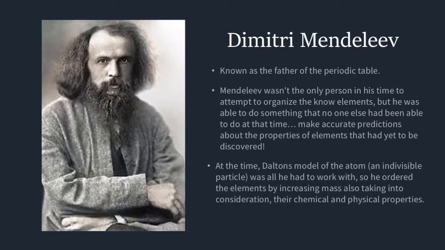So when we're talking about the organization of the periodic table, one of the most important people that we can talk about is Dmitri Mendeleev, and he is known as the father of the periodic table. It's important to keep in mind a couple things when we're talking about this. First is that Mendeleev was not the only person in his time to attempt to organize the known elements, and he wasn't even the only person to attempt to organize them according to increasing atomic mass.